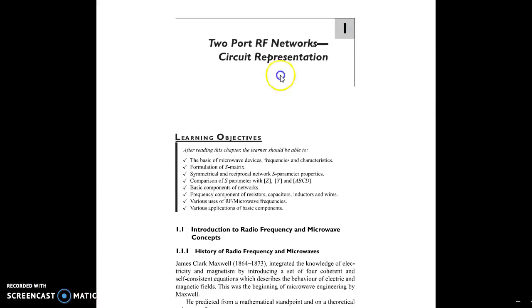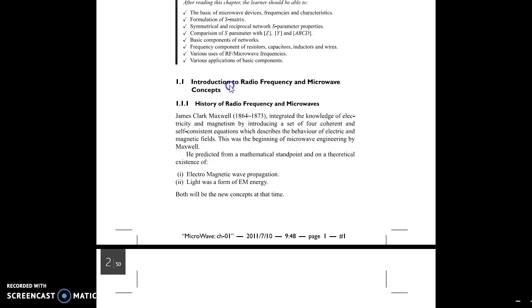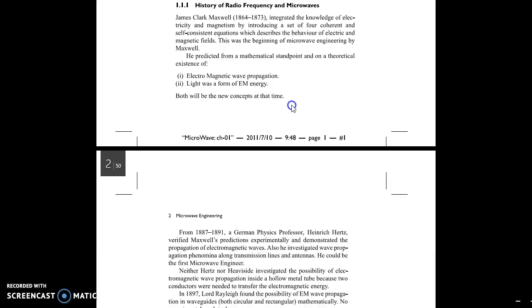In this unit we are going to discuss two-port RF network circuit representation. The basic objective of this unit is to learn microwave devices, frequency and characteristics, and formation of S matrix, symmetric and reciprocal networks, and S parameter properties, comparison of S parameter with Z parameter, Y parameter, and ABCD parameter, and basic components of networks, frequency component of resistor, capacitor, inductance, and wires, and various uses of RF and microwave frequencies, various applications of basic components.